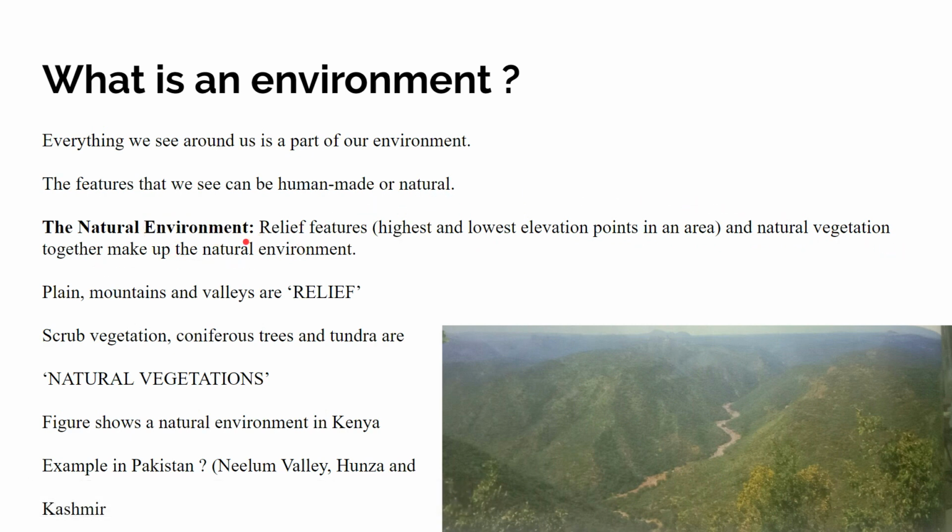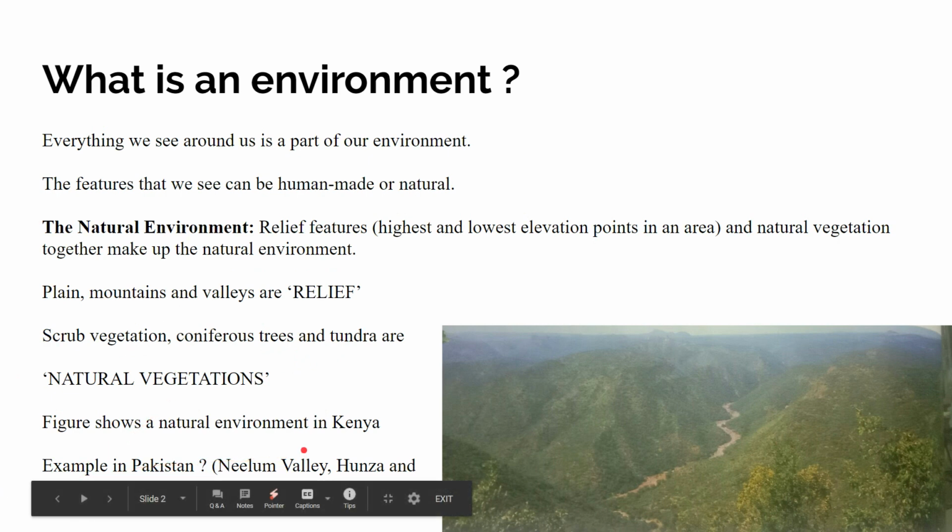So when an examiner asks you what exactly is a natural environment, you should be able to answer that a natural environment consists of the relief features and the natural vegetation. Relief features are basically the plains, the mountains and the valleys, right? And then we have scrub vegetation, coniferous forest, and tundra vegetation that we studied in the chapter of natural vegetation. So they're basically natural vegetation. Natural vegetation is a plant that is grown naturally.